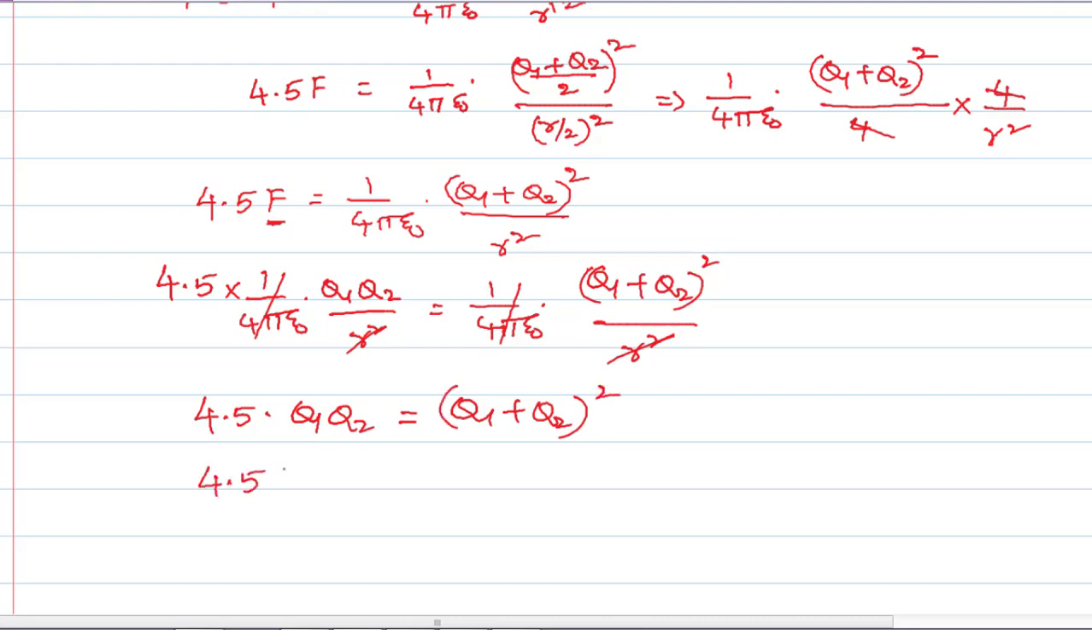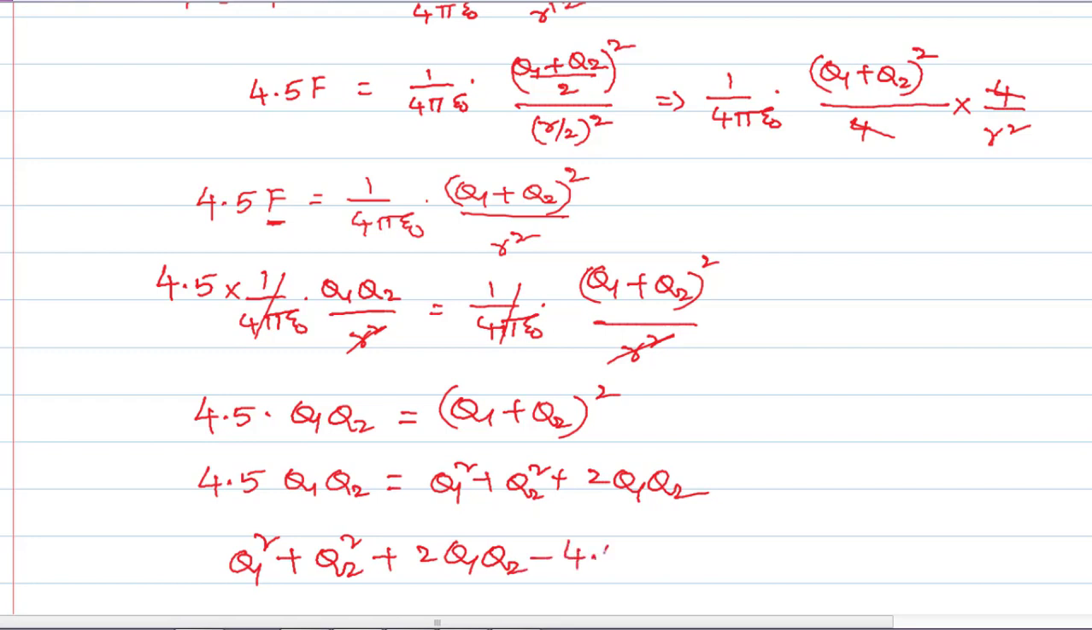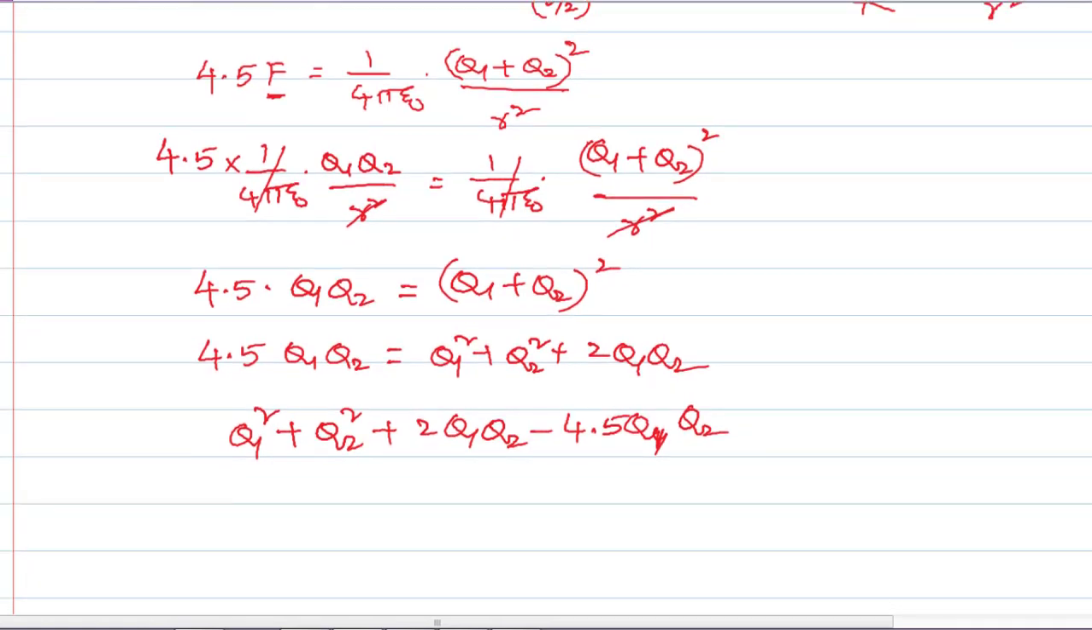Now please consider this one. 4.5 times q1 q2 is equal to q1 square plus q2 square plus 2 q1 q2. Now this 4.5 times q1 q2 will move to this side. Then we can write q1 square plus q2 square plus 2 q1 q2 minus 4.5 times q1 q2. Now q1 square plus q2 square minus 2.5 times q1 q2 is equal to 0.